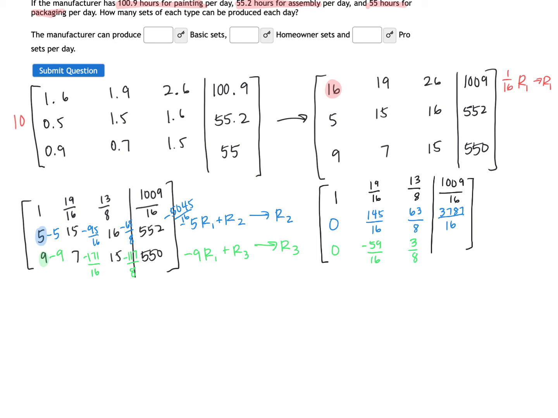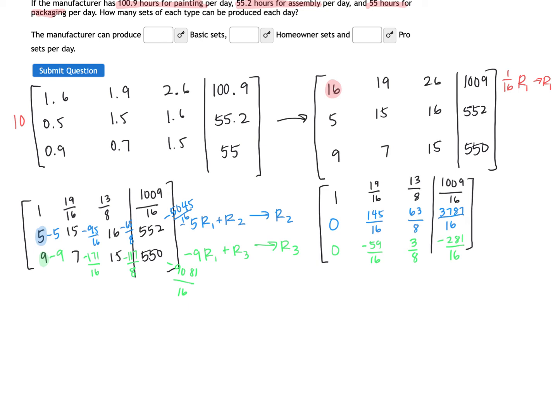And then last we have 550, so we're going to do 1009 times -9 is -9081 over 16. And when we do 550 minus that fraction, 9081 over 16, you will see that we get -281 over 16. Okay, so now we've got the first column done.